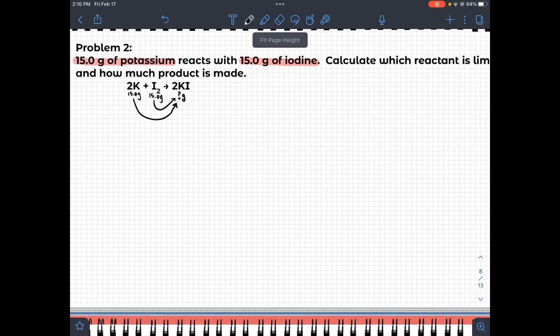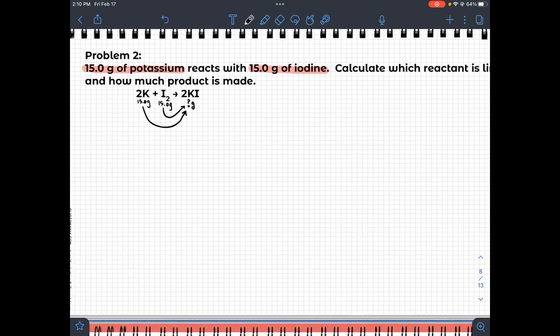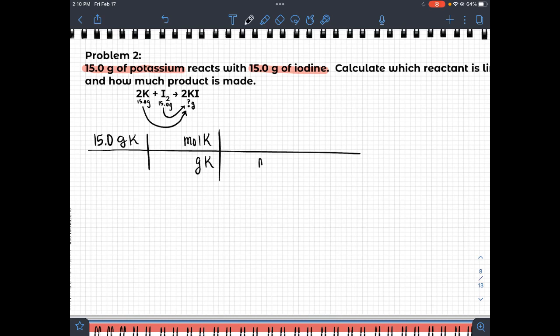All right, so let's set up my first one. I'm going to start with 15.0 grams of potassium. I'm going to bring down grams of potassium and go to moles of potassium. I'm going to bring down moles of potassium and I'm going to go to moles. Remember, where are we going? We're going to KI. So I'm going to go to moles of KI. And finally, I'm going to go from moles of KI to grams of KI.